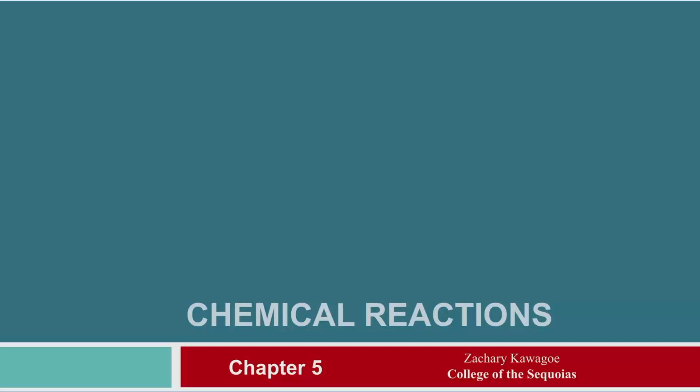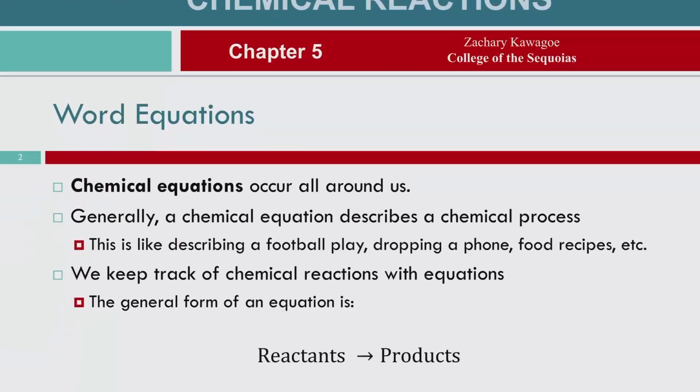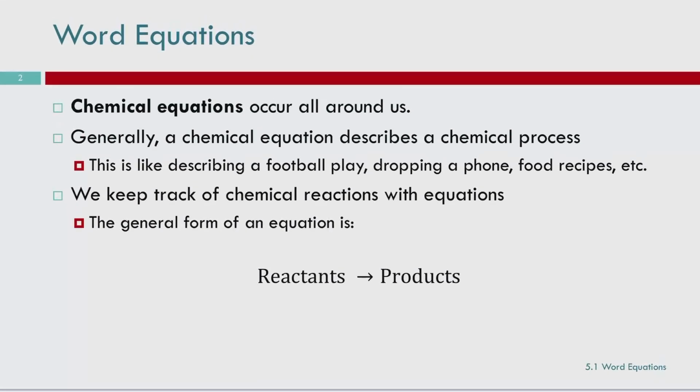Okay, chapter 5, chemical reactions. Chemical reactions happen all over the place. They happen all around us. Chemical reactions are basically just describing a chemical process. Usually the chemical reactions that we're talking about in this class will describe where we started and where we ended, and we're not going to focus really much at all about what happens in the middle. Organic chemistry, you focus a lot on what happens in the middle.